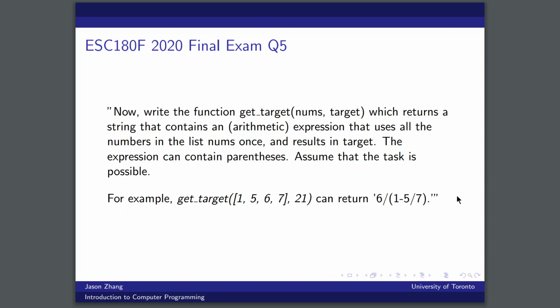So this task seems a lot harder, but in general, we still sort of want to follow the same procedure, which is to generate a bunch of expressions, in fact, all possible expressions, and then evaluate them to see if they get the target and return one that does. So how are we going to do that, and how are we going to do that with parentheses?